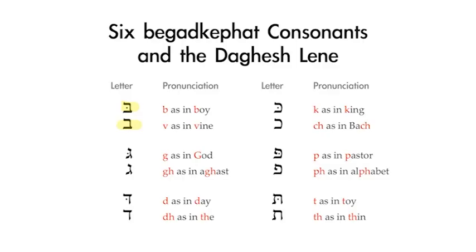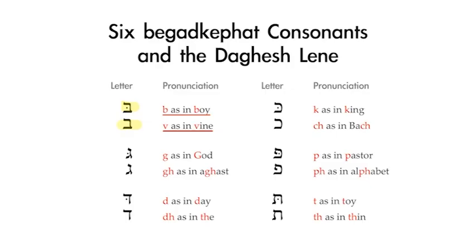create the sound. Let's look at what I mean with the consonant Beit. Beit with the Dagesh Lene is pronounced with the hard B as in boy, ba. But Beit without the Dagesh Lene is pronounced with the soft V as in vine. There's more air that passes through your mouth with the V. There's a hard stop with B. Because of that, they'll call these or distinguish these as a hard and soft pronunciation.